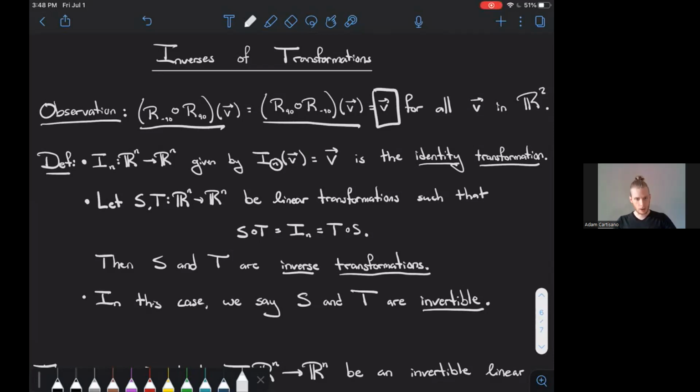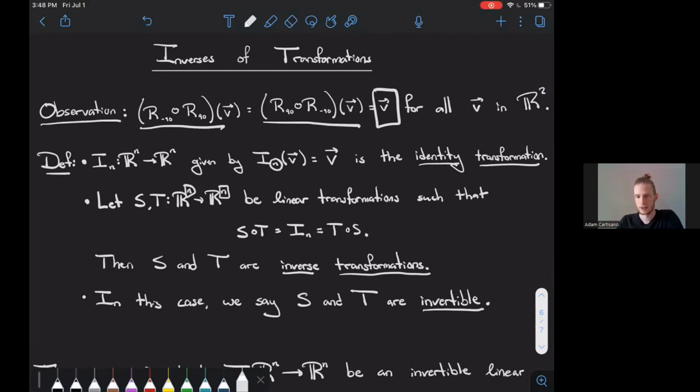Okay, so now for inverse transformations. Let S and T be linear transformations from Rn to Rn, so their standard matrices are square, such that exactly the property that we saw in our observation holds. If you compose them together, forward or backwards, you get the identity transformation. If that's the case, then we call them inverse transformations, and we call the transformations themselves invertible.